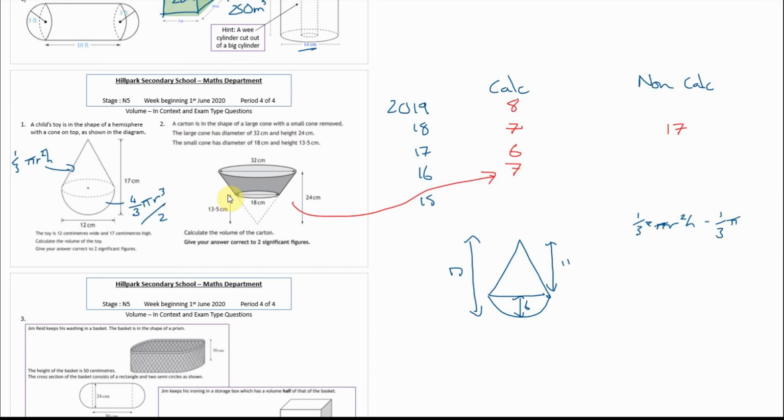Simple. So what's the radius of the big one? Well, it's half of that, isn't it? That's going to be 16. So we get 16 for the radius for the big one. And what's the height of the big one? 24. Yeah, so 16 and 24. Nice. The small one, what's the radius? Half of 18. It's going to be 9. And the height's 13.5. Okay, so that'll be 9 and that'll be 13.5.